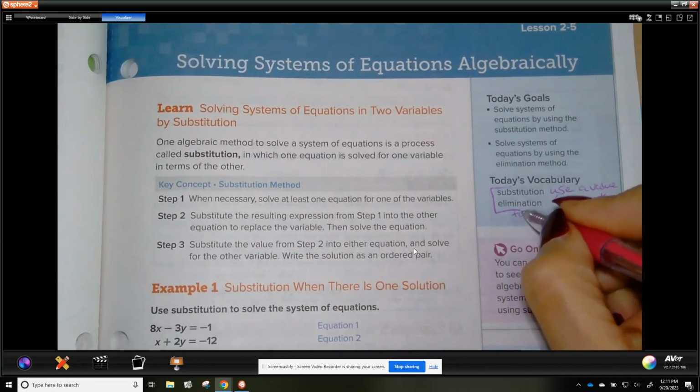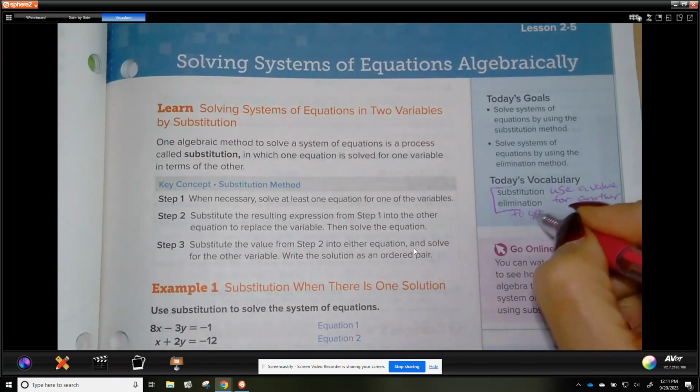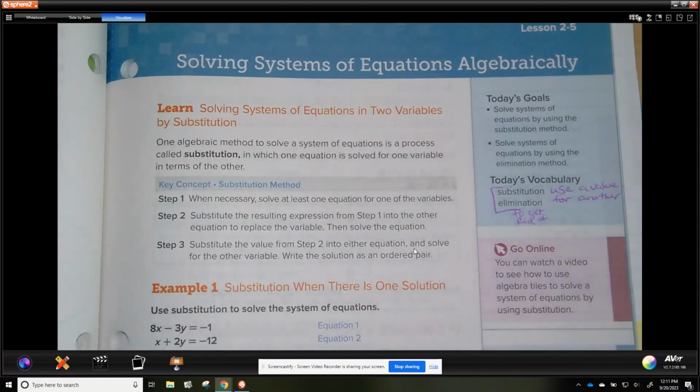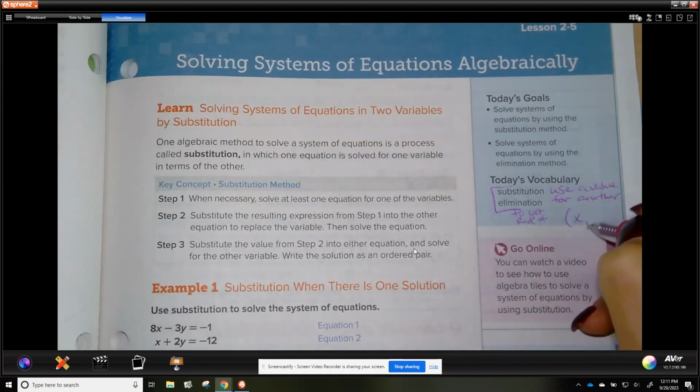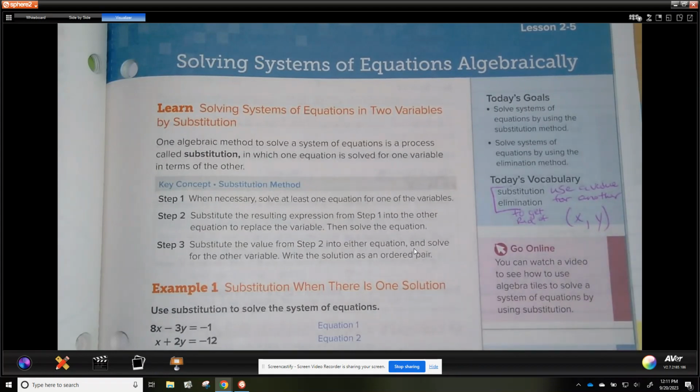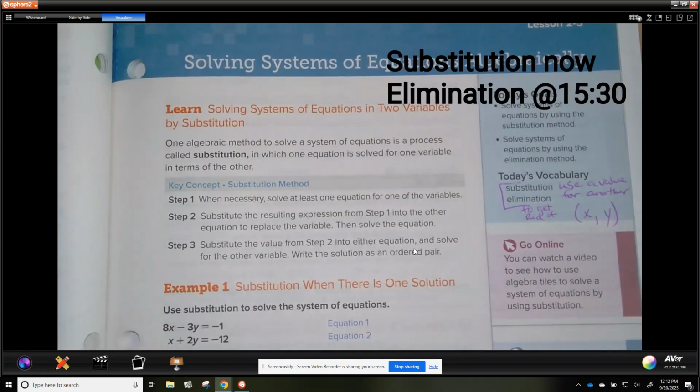Elimination means to get rid of, and we'll be solving those. These are two variable systems. We're going to be solving for a solution that is a point, x and y, or if it's a word problem, you'll have to explain what it means. So first we're going to start with substitution.